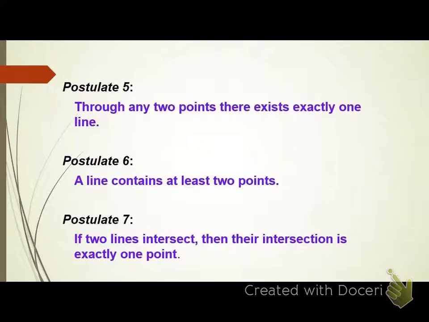The next postulate: if 2 lines intersect, then their intersection is exactly 1 point. And we went around the room and modeled some things in the room with points, lines, and planes. Some of you were able to point out already that when 2 lines intersected, they intersected at a point. Well, they intersect at exactly 1 point. They're not going to touch in more than 1 point.